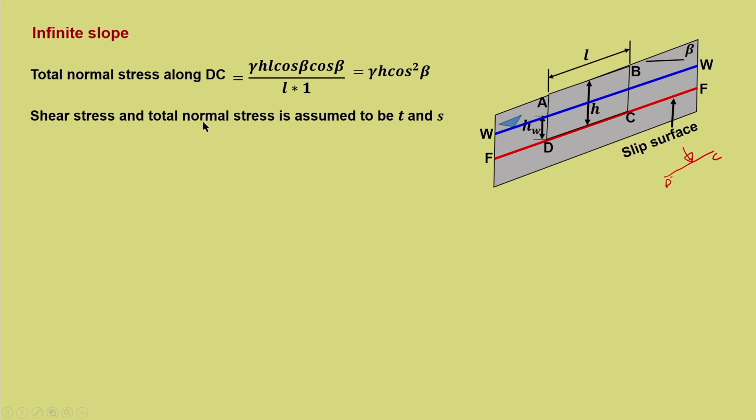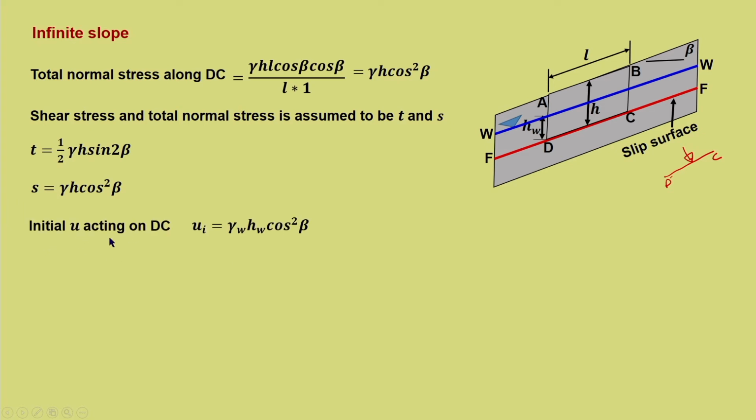Now, shear stress and normal stress are assumed to be T and S for the time being. So, let us assume that the shear stress we have determined and the normal stress we have just found out can be considered as T and S respectively. So, T is equivalent to the shear stress, half gamma H sin 2 beta, and S is equal to gamma H cos square beta.